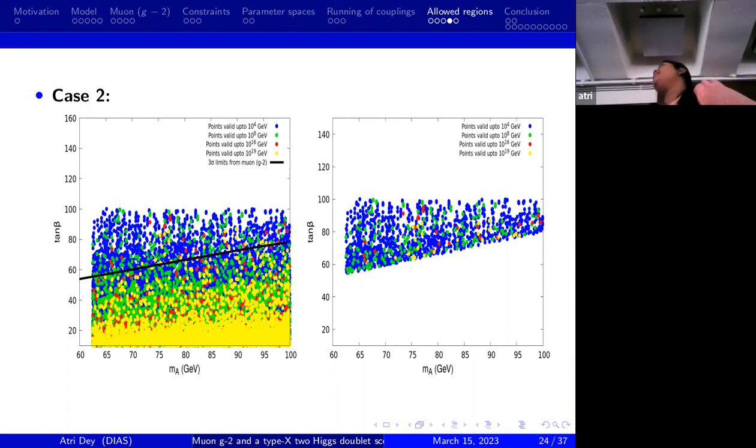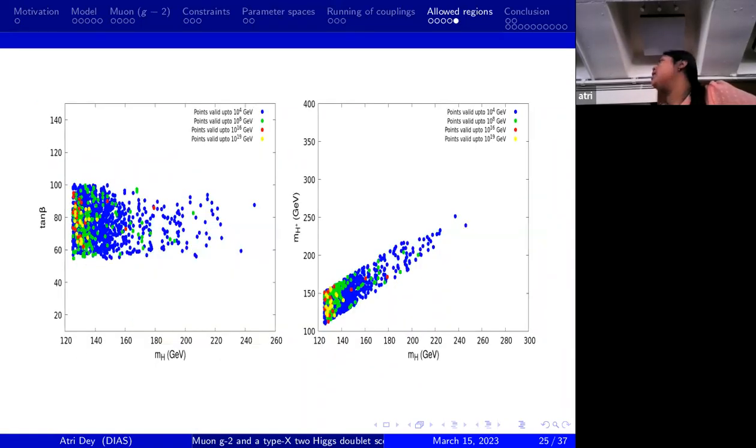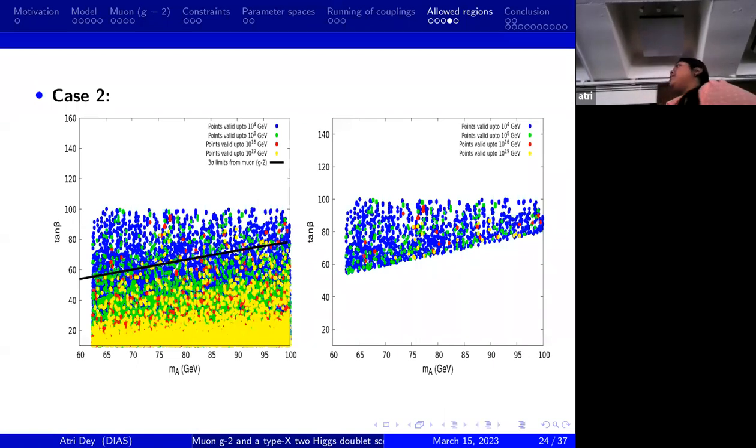It's not important. We just demand that if we can have a regional parameter space which is itself valid till the Planck scale, we don't need any extra theory before the Planck scale. So our Standard Model is valid. So right now, the case 2.